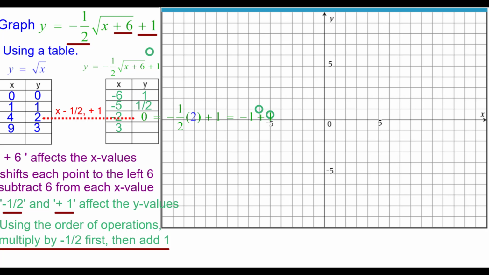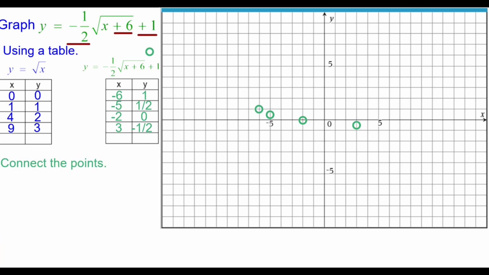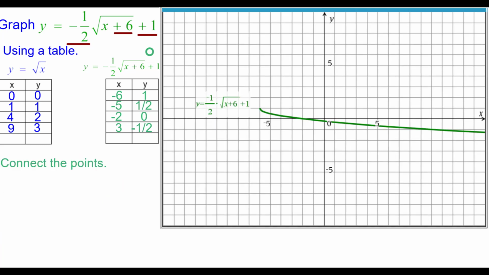2 times negative 1/2 is negative 1, plus 1 is 0. So plot negative 2, comma 0. And finally, 3 times negative 1/2 is negative 3/2, plus 1 is 2/2. That'll leave us negative 1/2. So over 3, down 1/2. Connect the points and compare it to the parent function.